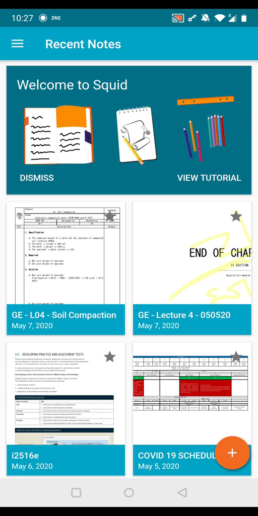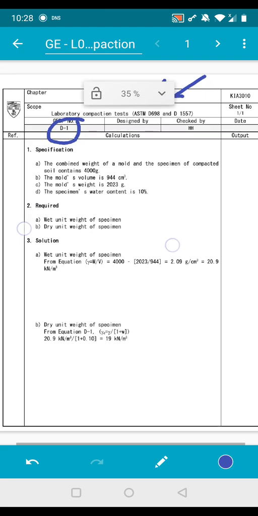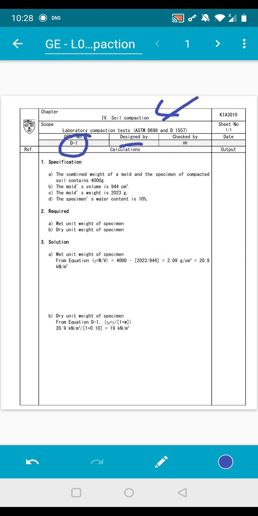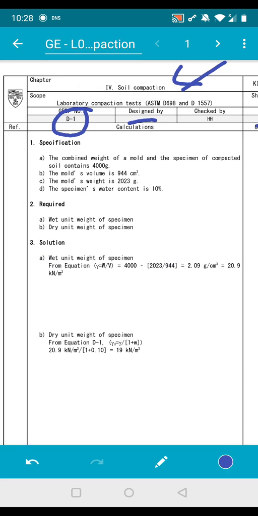Now we're going to be looking into design pad, which is given by GEDP number D1 on soil compaction. As always, please fill in the details accordingly. Let's look at the first problem. So this scope is on laboratory compaction tests, ASTM D698 and D1557.